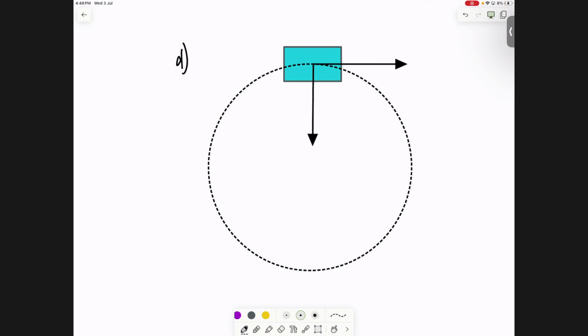Yes, the force is perpendicular, but why should it point towards the center? The requirement is that the force acting on the object should act towards the center of the circle. Why do you think the force needs to act towards the center of the circle? But why is it like that? Does anyone know the reason why it should point towards the center of the circle?